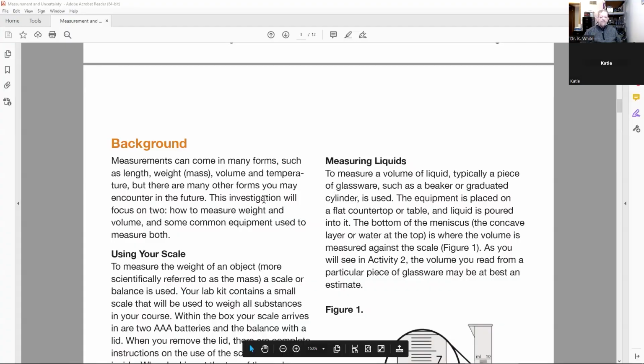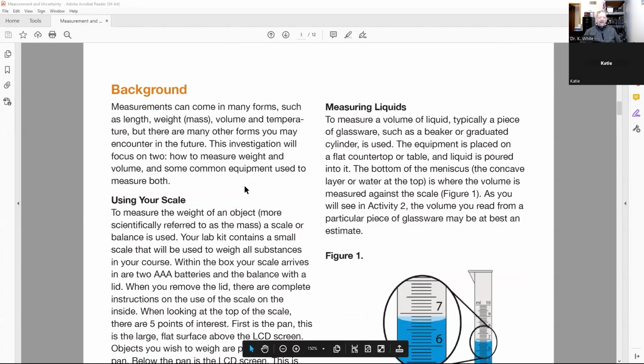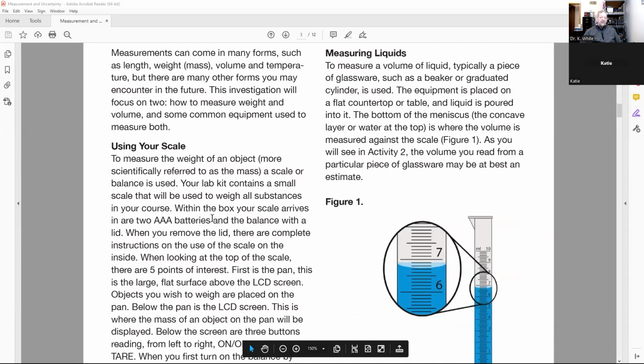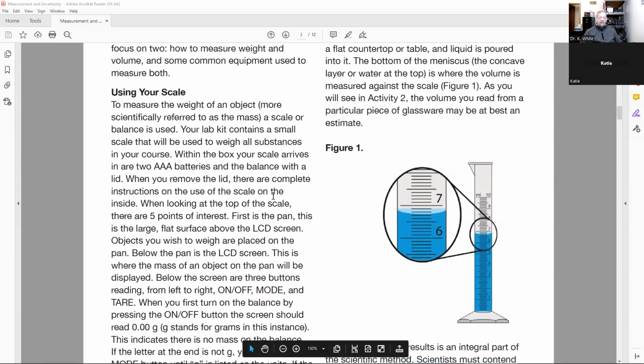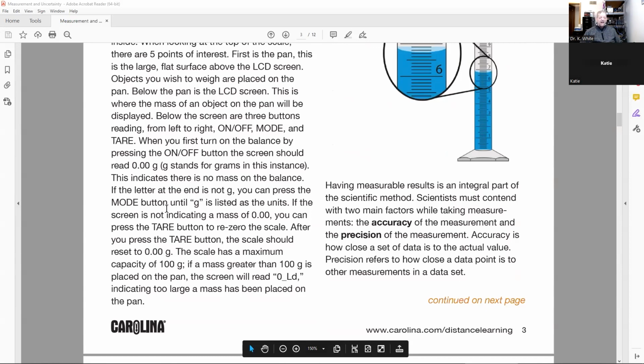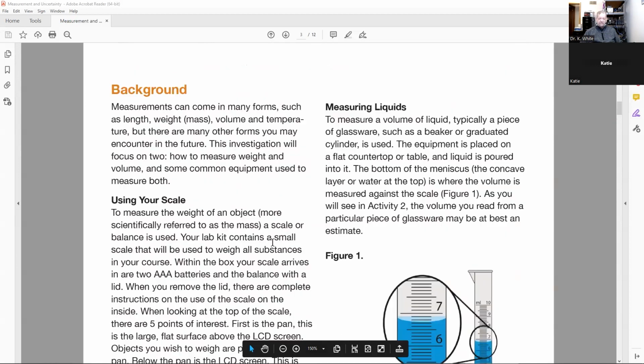All right, let's get back to the lab. Now, here it tells you about the scale, how to put the batteries in, how to use it, how to make sure the mode is in G, how to tare it so it will be 0, and you'll be re-zeroing it.